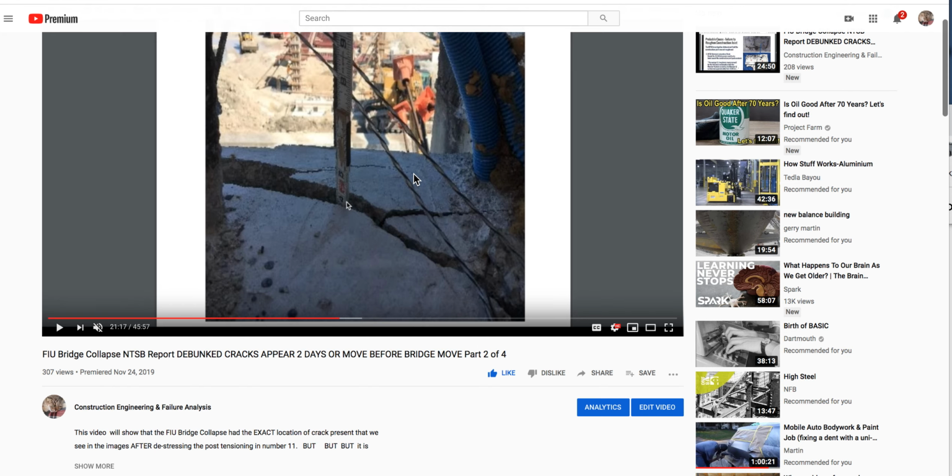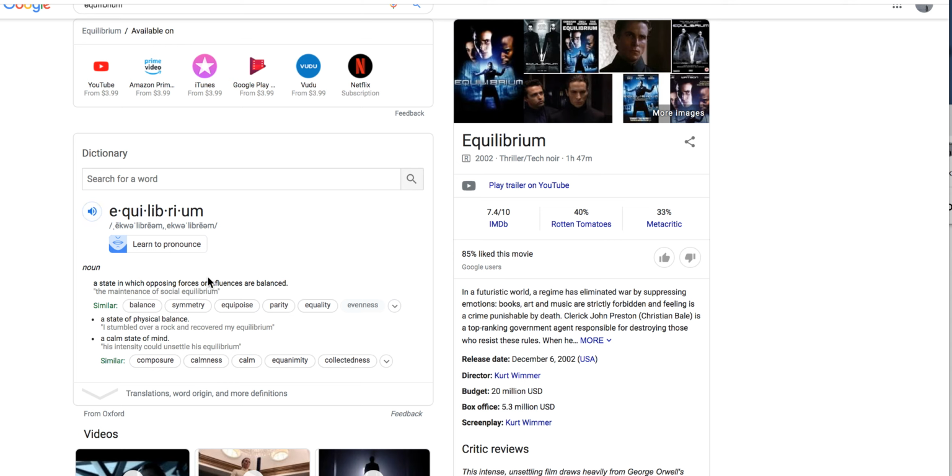Okay, ladies and gentlemen, I want to talk to you about a few things. One is equilibrium, as I like using it, not the engineering term, but this engineering term: equilibrium. A state in which opposing forces of influence are balanced.